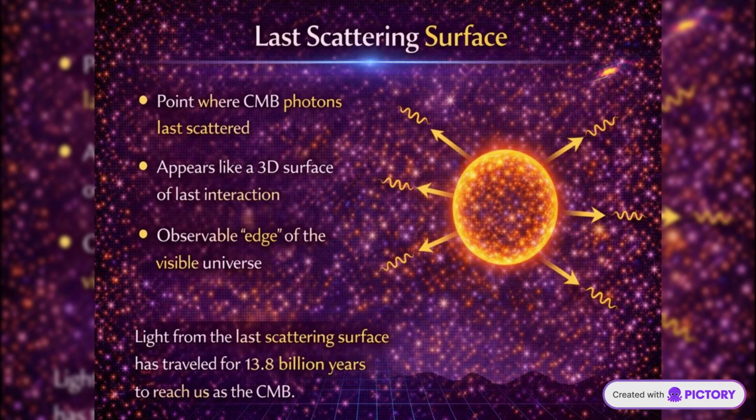The last scattering surface is the point where photons last interacted with matter. It appears as a spherical surface surrounding us. This represents the observable edge of the early universe. The light from this surface has been traveling for about 13.8 billion years.